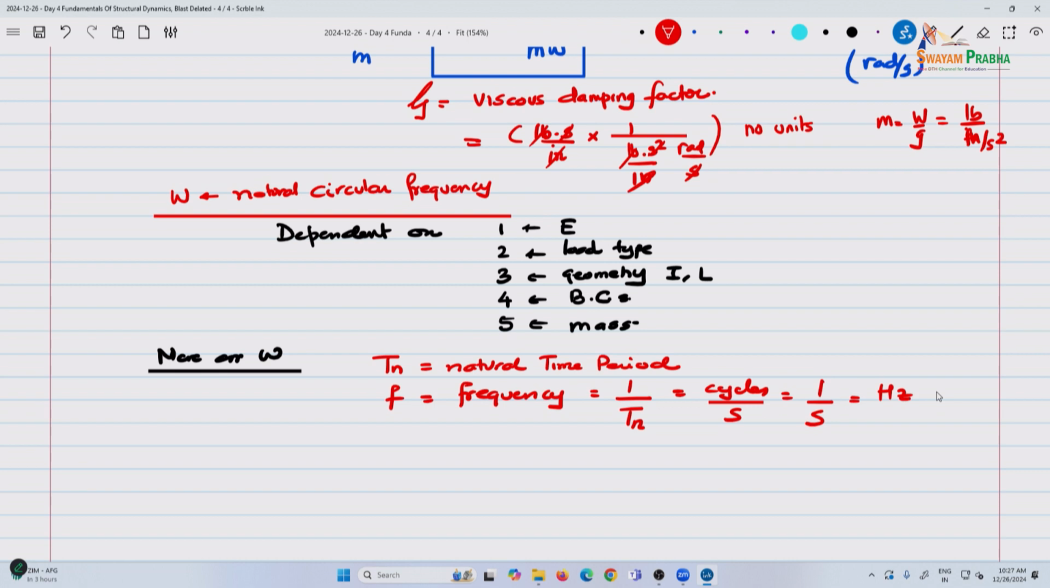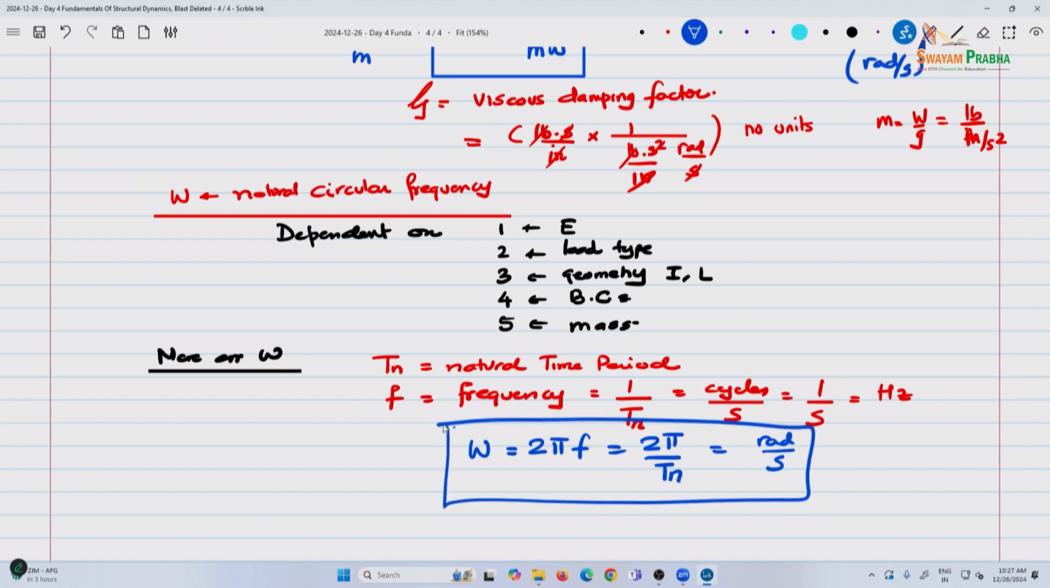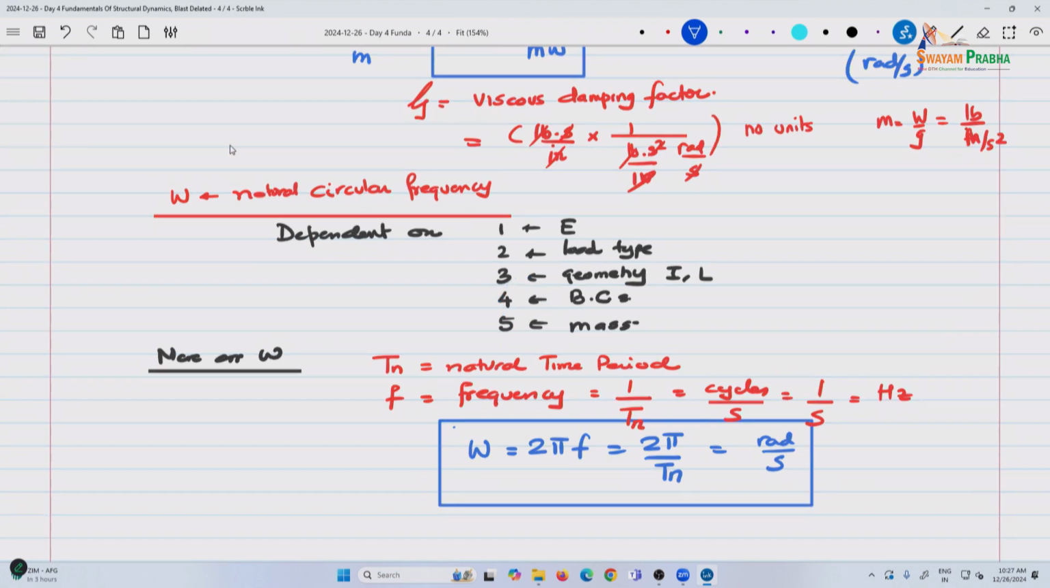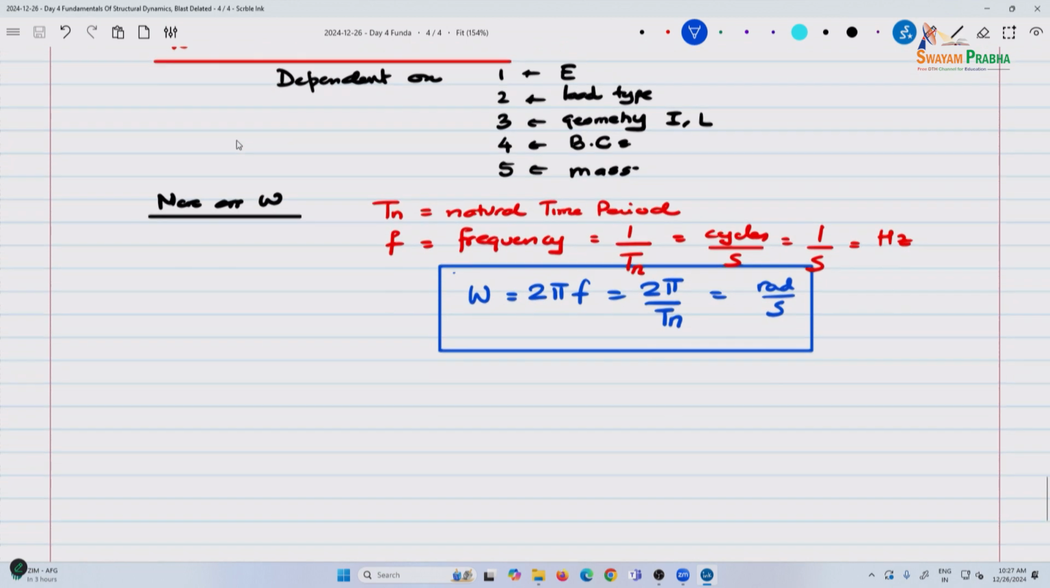So the relationship between the two, as we all know, is omega is 2 pi f, or 2 pi divided by Tn. So if you see here, radians per second, this is radians, this is seconds. You can tend to get confused. Is it Tn by 2 pi or 2 pi by Tn? Happens quite often. Just remember the units, and that should bring you back to what the right one is.